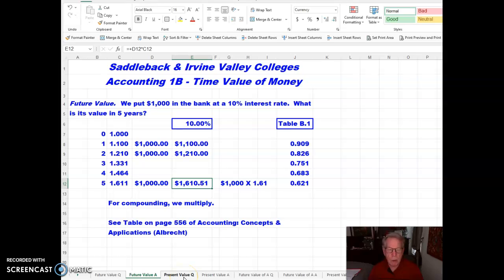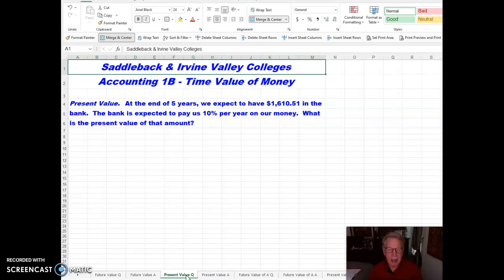Now, the key thing, though, in what we're going to be doing is knowing what present value is. And here would be sort of a present value problem. At the end of 5 years, we expect to have $1,610.51 in the bank. The bank is expected to pay us 10% per year on our money. What is the present value? How much is that money worth today? We're going to get that money at the end of 5 years, but $1 today is worth more than $1 tomorrow. So how do we calculate that?